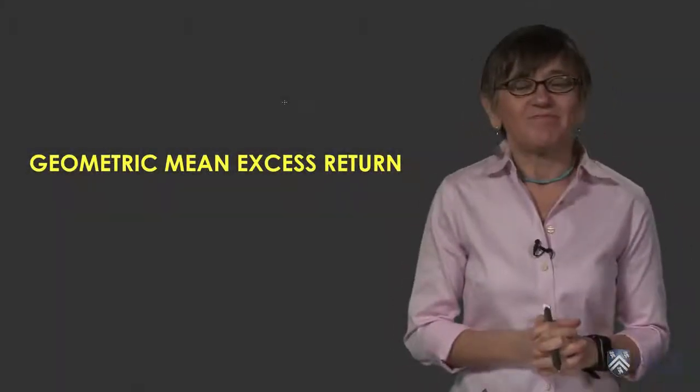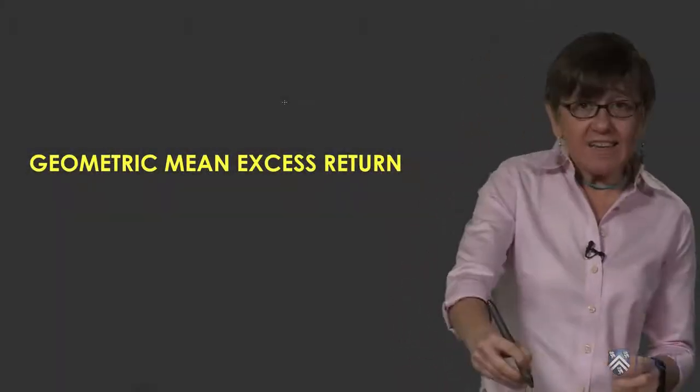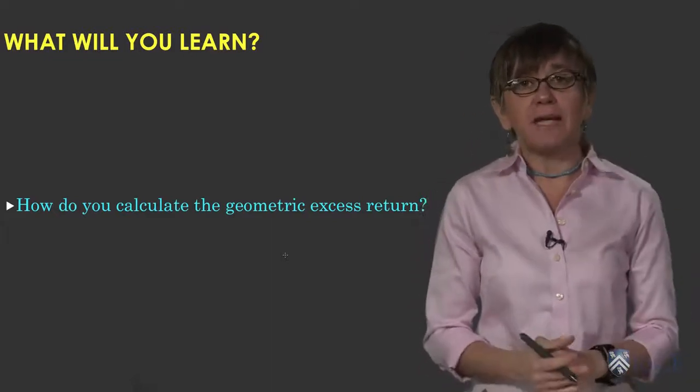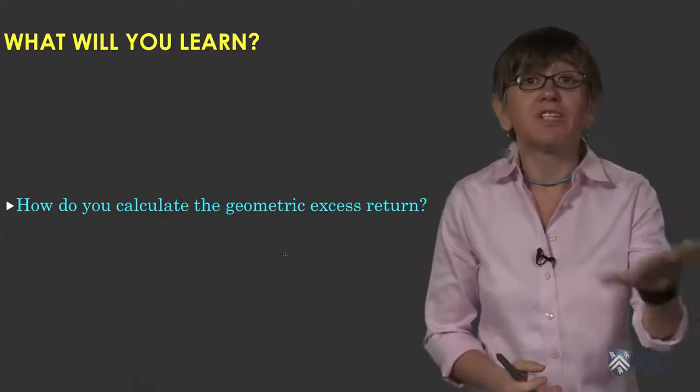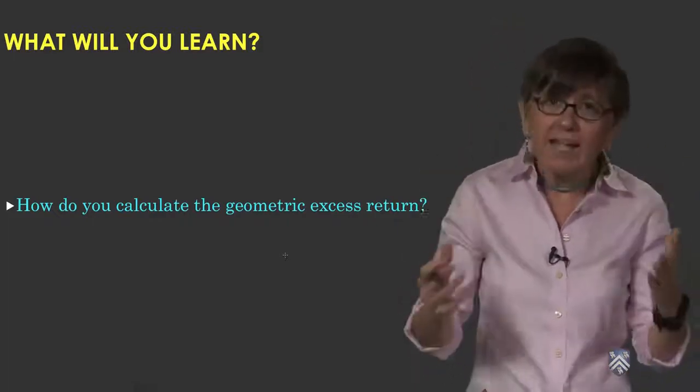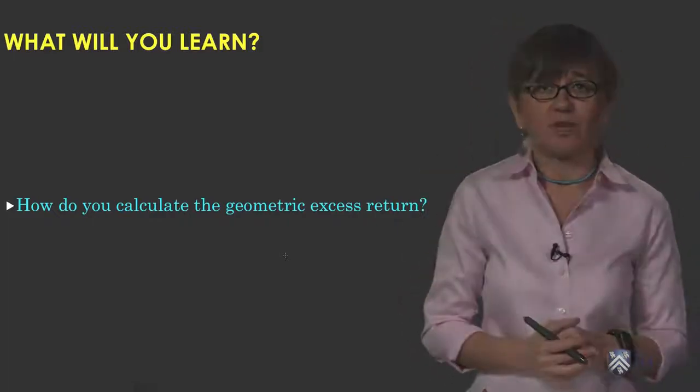Hello, welcome back. Okay, so in the last lecture, we saw that the difference between two geometric means is not the geometric mean excess return. So then, how do we correctly compute the geometric mean excess return?